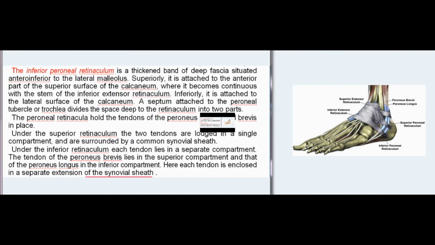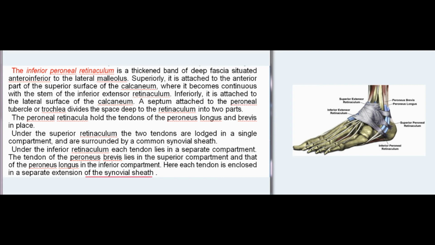The inferior peroneal retinaculum is a thickened band of deep fascia situated antero-inferior to the lateral malleolus. Superiorly, it is attached to the anterior part of the superior surface of the calcaneum, where it becomes continuous with the stem of the inferior extensor retinaculum. Inferiorly, it is attached to the lateral surface of the calcaneum. A septum attached to the peroneal tubercle or trochlea divides the space deep to the retinaculum into two parts.